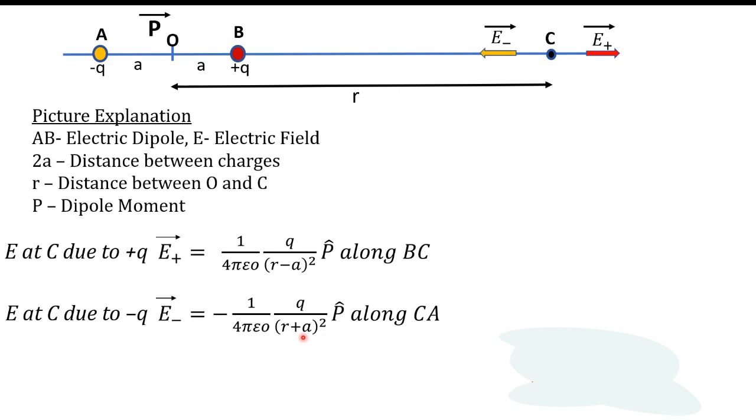And see, the direction of the electric dipole moment will be opposite to that of E minus, and so we write minus p, minus unit vector of p. And the direction of the electric field will be along CA. So what will be the total electric field? By the superposition principle of electric field, we can write it as E total is equal to E plus plus E minus.